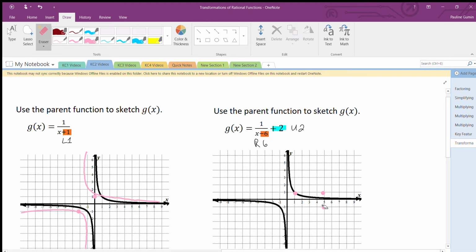Let's grab the other point. I'm going to move to the right 6. 1, 2, 3, 4, 5, 6. It ends up right there. And then I'm going to take that point and move it up 2, 1, 2. Okay, let's draw our curve.